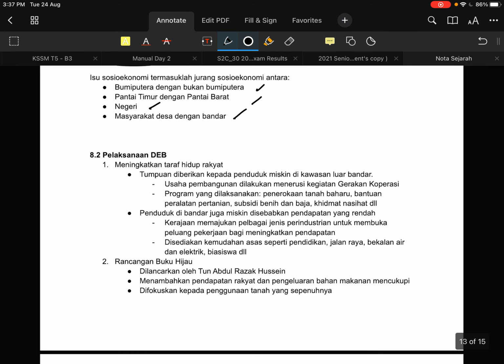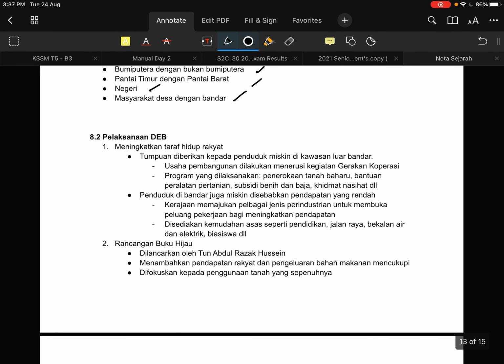So how did they do DB? What are the things that they do in DB? Number one is they try to increase the quality of life, meningkatkan taraf hidup masyarakat. So how do they do this? There are two focuses. One is in cities and one is in the villages.